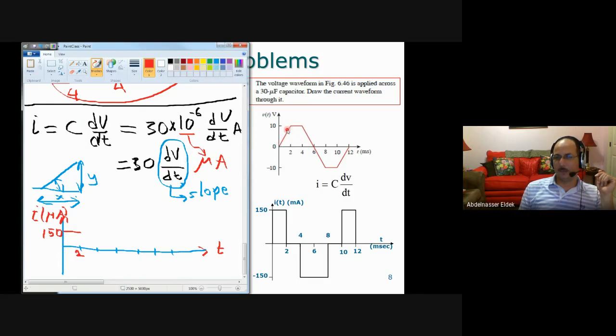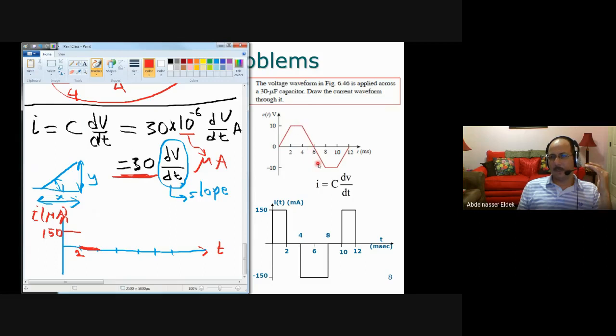dV by dt is the slope, which is 5. 5 times 30, because you have this 30 here. So it will be 150 microampere. The next, between 2 and 4, it is just constant. And we know that the derivative of a constant is 0. You know also that the slope of this line here is 0, because the angle is 0. Tan 0 is 0. So this will be this part here, from 2 to 4.